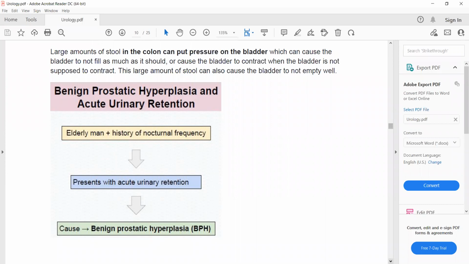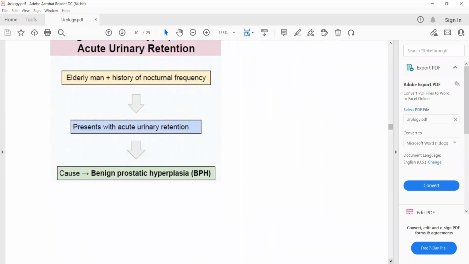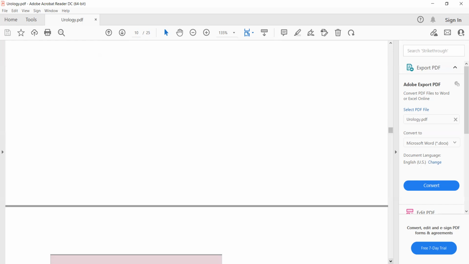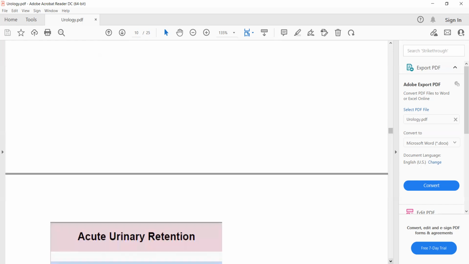So as we discussed before, benign prostate hyperplasia can cause acute urinary retention. So if an elderly man with a history of nocturnal frequency presents with acute urinary retention, then the cause will most likely be BPH. And how are we going to manage acute urinary retention due to BPH?